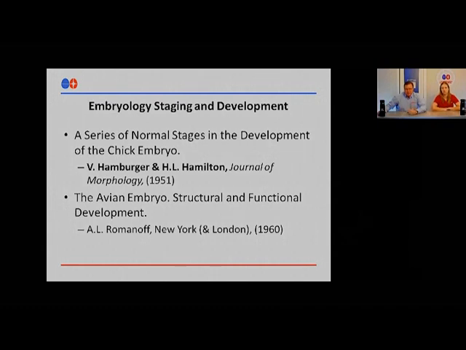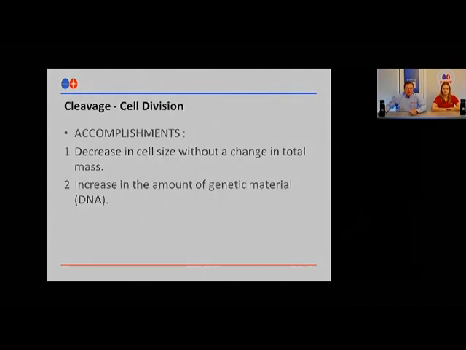And this is just for your information as far as staging, embryo staging. There's a really good article that came out in 1951, Hamburger and Hamilton, and everybody talks about stages of development using the Hamburger and Hamilton model. There's been a little bit newer come out, but this is kind of the standard. So when I talk about our stages, a lot of times I refer back to that model.